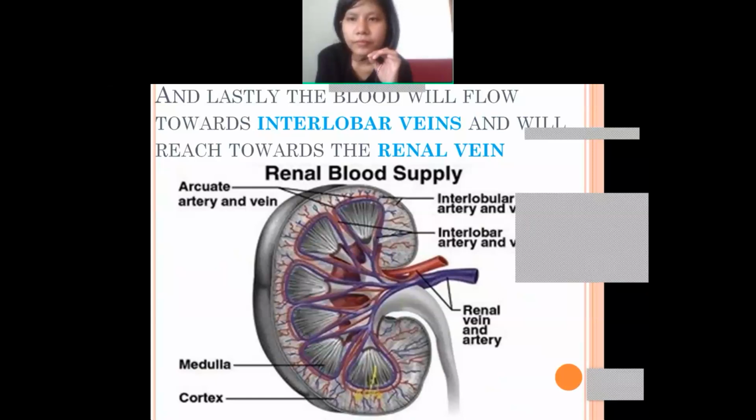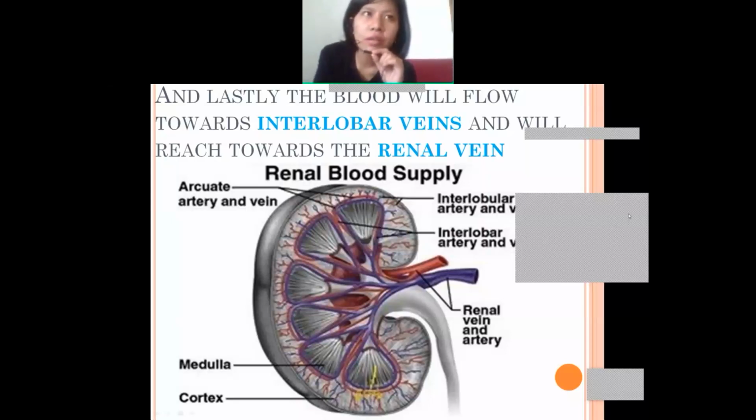Efferent arteriole. I can't pronounce it. Efferent arteriole, yes, ma'am. Okay, so the efferent arteriole you will find in the nephrons. There are 1.3 million nephrons. So the blood will go and enter towards the nephrons. So the first nephron, okay, efferent. Okay, good, Wycombe. Okay, Rashmi, you please continue.